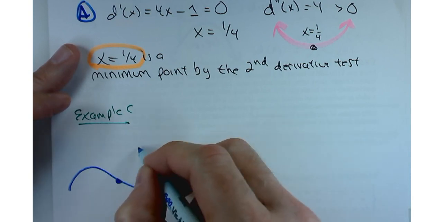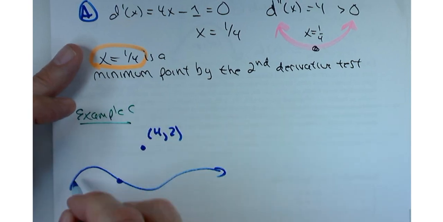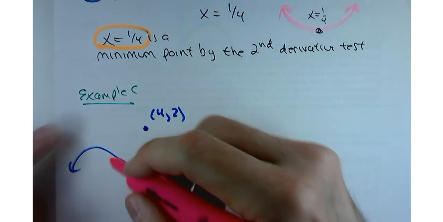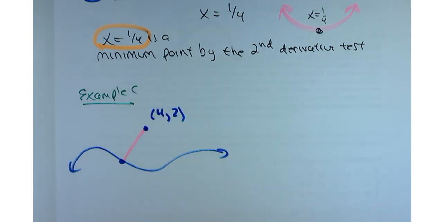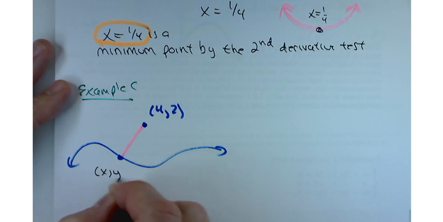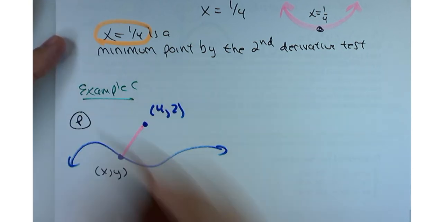So here's our point (4, 2). Here's our sine function, or at least a really cheap facsimile thereof. I want to find the point that minimizes this distance. So let's call that point on the curve (x, y), since we don't know what it is. And there's our picture.